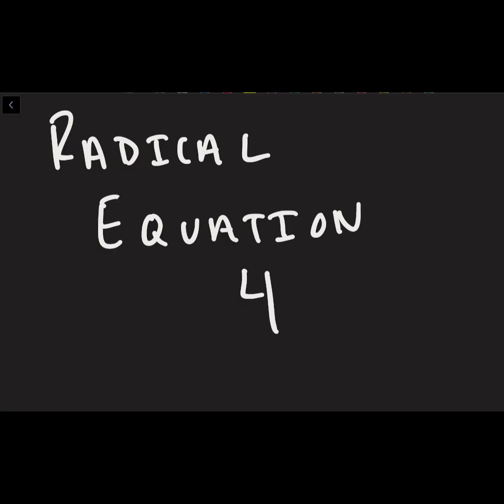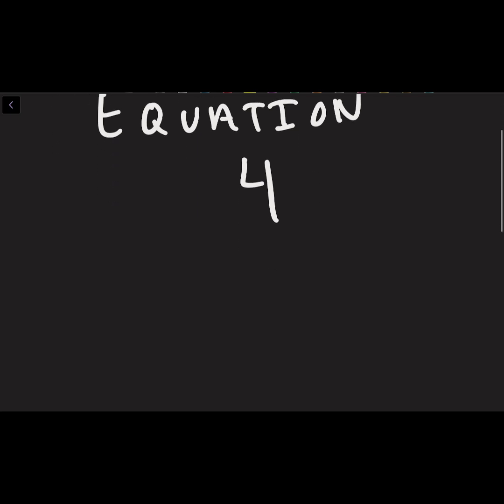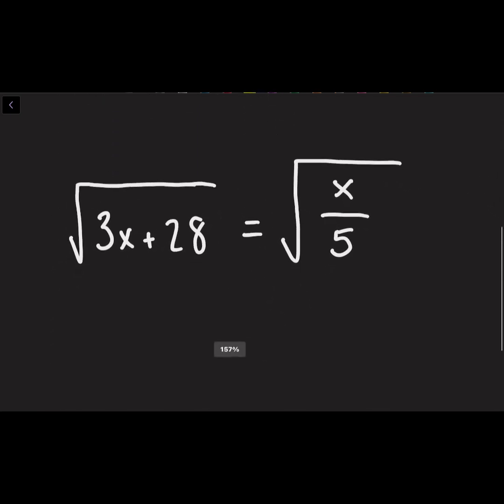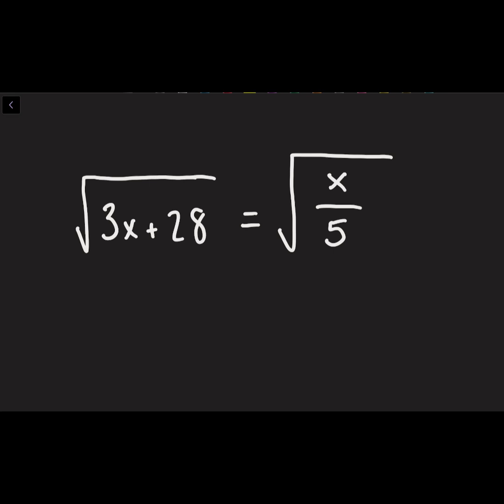Hey, radical equation, fourth video of the series. Let's go ahead and get to our problem of the day. We got 3x plus 28 equals the square root of x divided by 5. Also, that's a square root too. My bad, I didn't say that. But hey, y'all already know what the dealio is. Go ahead and just get to it.